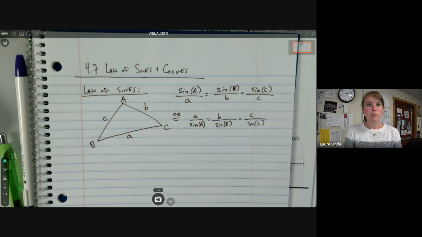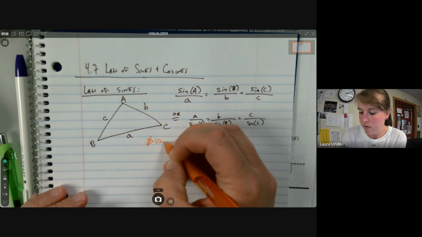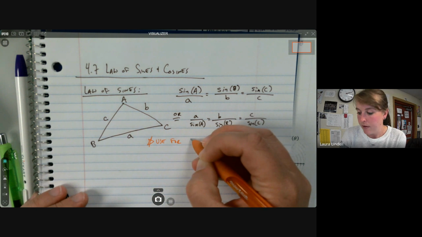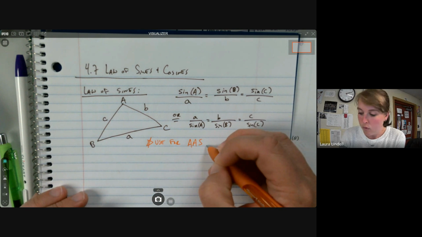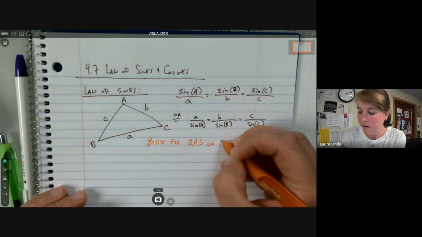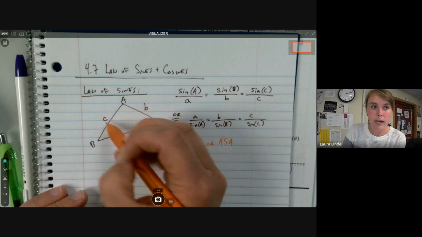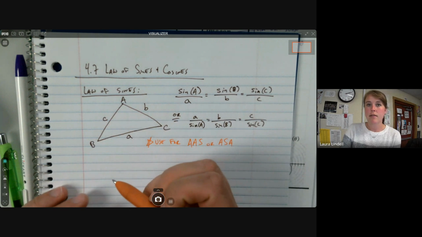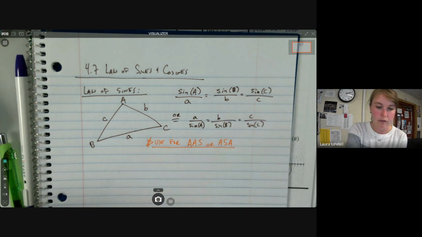Okay, so when would you want to use this? If you have two angles and one side, in this order, AAS, that should take us back to our geometry days, or angle, side, angle, if you have these two angles and the side in between. Those are all cases that you would want to use the law of sines, where it's going to be most useful. It's going to help you find missing sides. These are the main two cases that you will use this for.